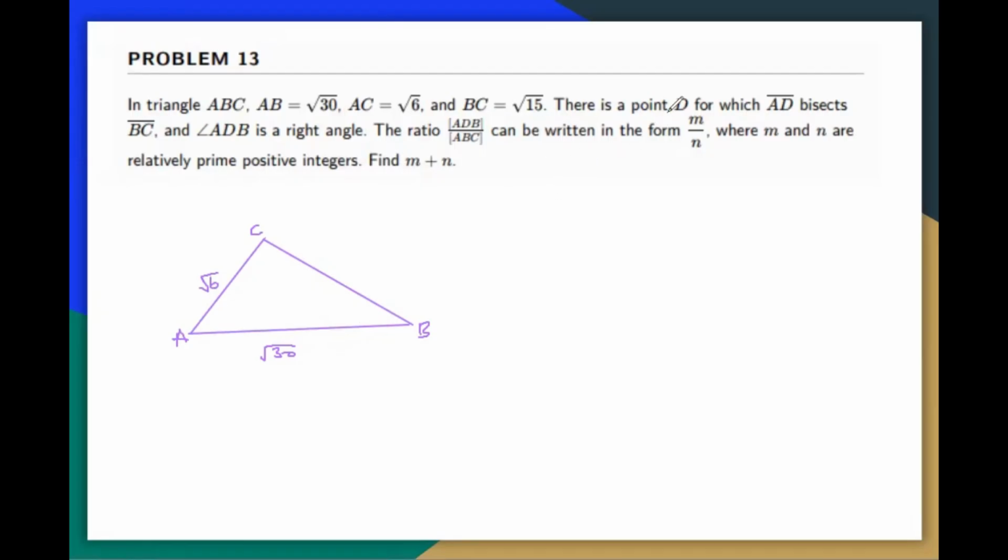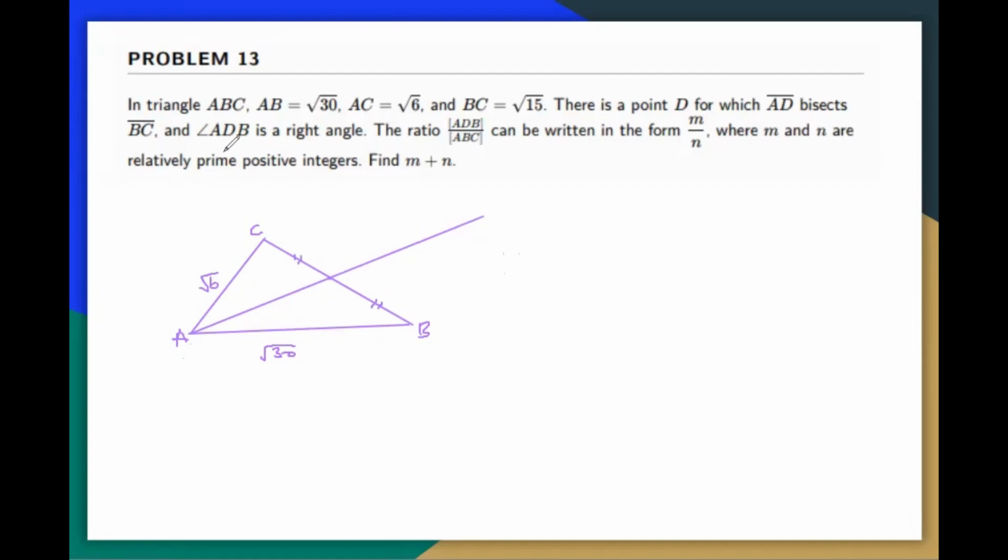But let's read the question for the location of D. It says D is a point on AD, so A is right here, and it bisects BC. So the side BC is right here. Bisecting means you go halfway through it. So you have to go through A and bisect BC. So let's say this is AD.